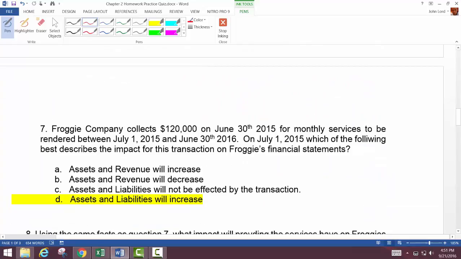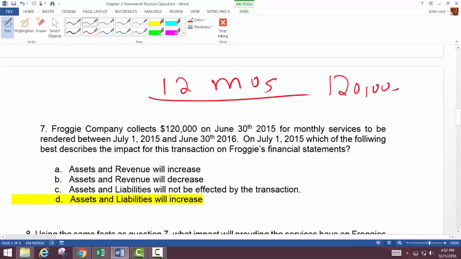Come over and let's take a look at this next one. Froggy Company collects $120,000 on June 30th, 2015 for monthly services to be rendered between July 1st and June 30th, 2016. How many months is that? That's 12 months, isn't it? It's a fiscal year period, but it's 12 months. And they give him how much? 120,000. If I'm going to be providing services over that 12-month period, that means that's $10,000 a month, isn't it? Even I can handle that one in my head. $10,000 a month. Okay, good.